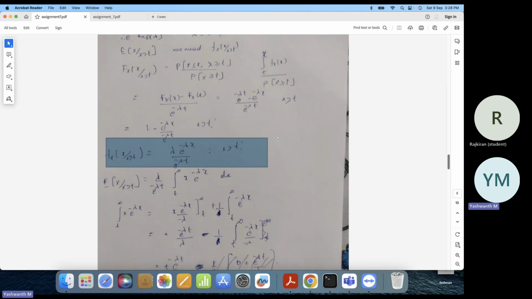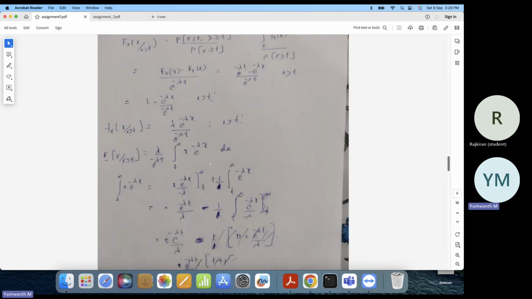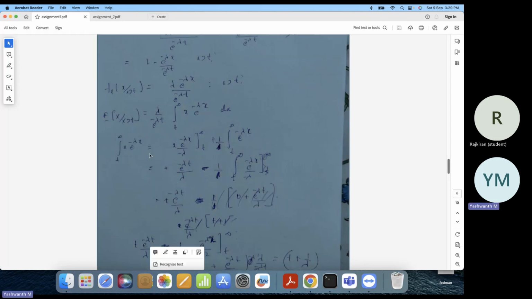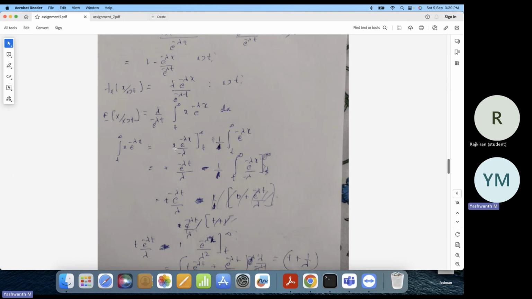Okay, so what is the expectation? You have to integrate under this probability distribution. That is lambda over e power minus lambda t, with x going from t to infinity, of x e power minus lambda x. We will plug in this multiplication later. Let's evaluate this integral by parts, u integral v.